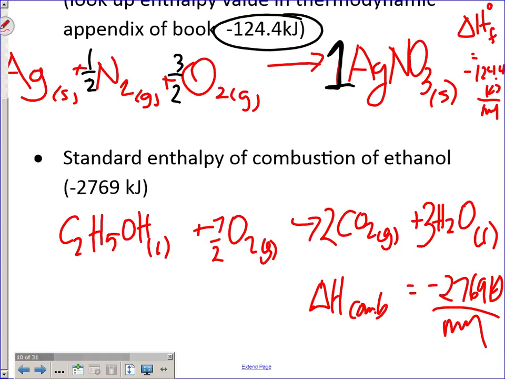Oh, so the standard enthalpy of formation has to be per 1 of whatever's being produced. And generally, if you're talking about enthalpy of combustion for something in particular, that something gets the 1. So ethanol got the 1, and everything else bounced based on that.